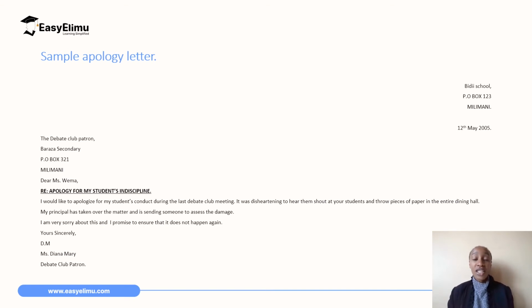So this is an example of a letter that has been written on behalf of the students. So it's not the students that have written this letter, it is their Debate Club patron that has written to the debate club patron of the other school on behalf of her students. When you look at the body of this letter, it is very short, it is very precise. It states what happened, where it happened, and when it happened, and it also states a resolve.